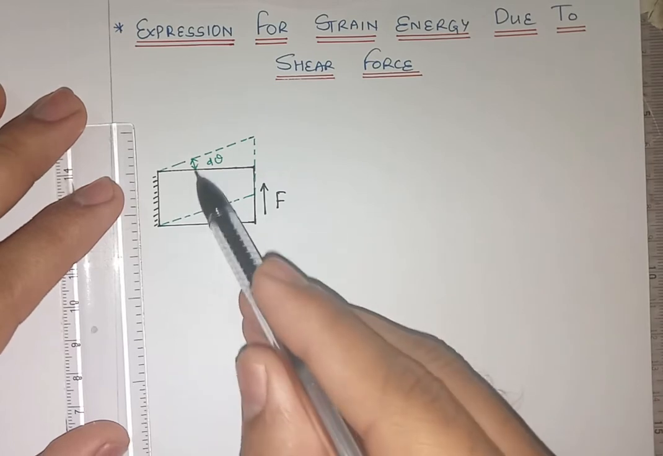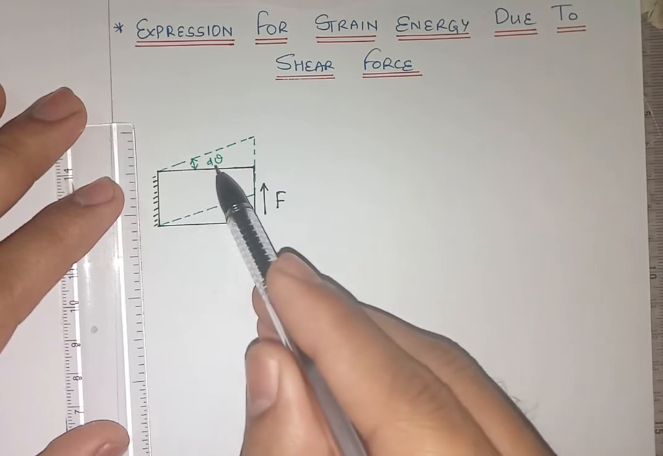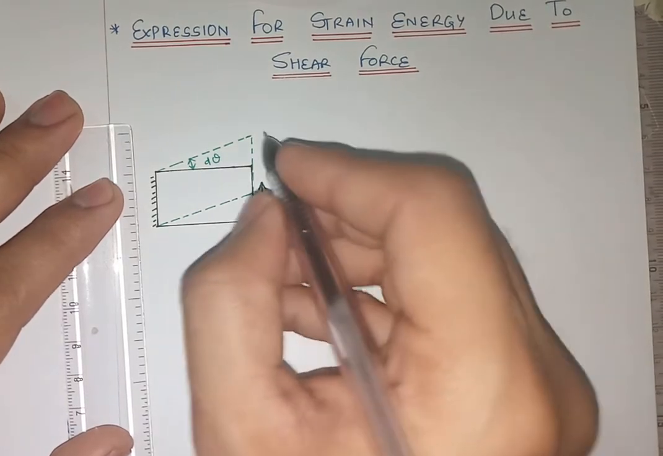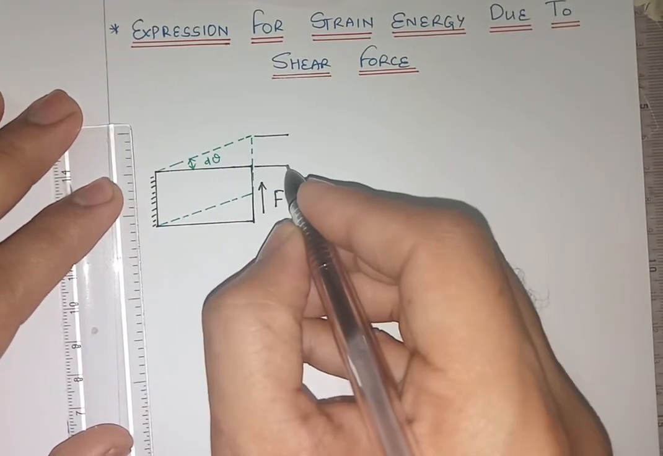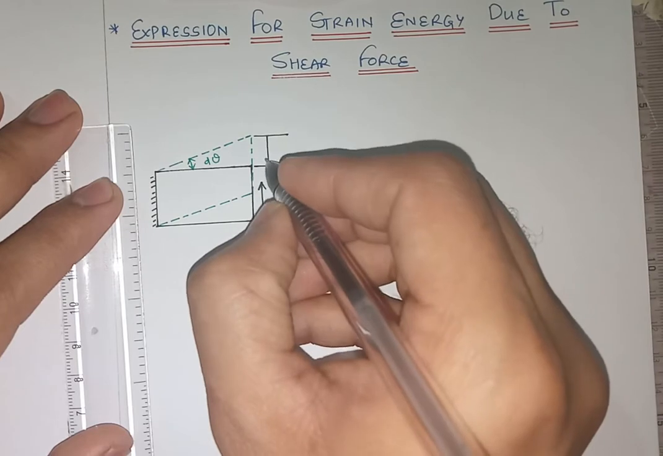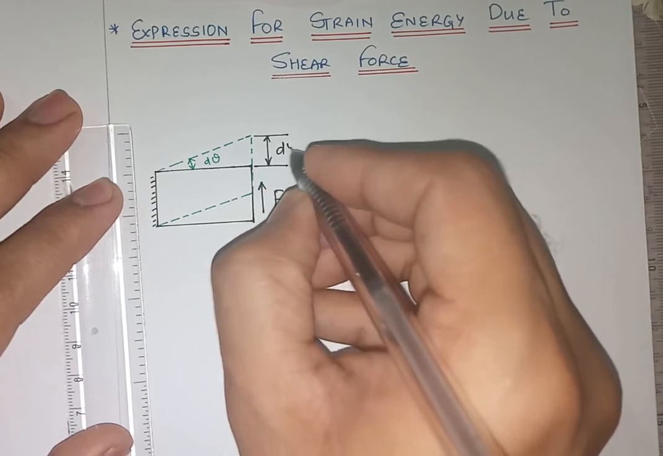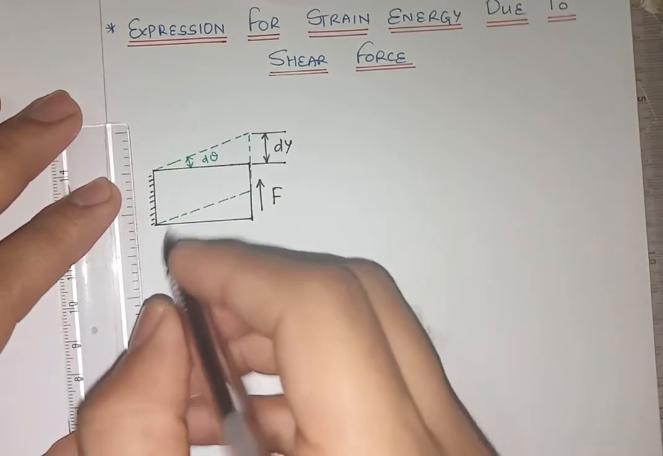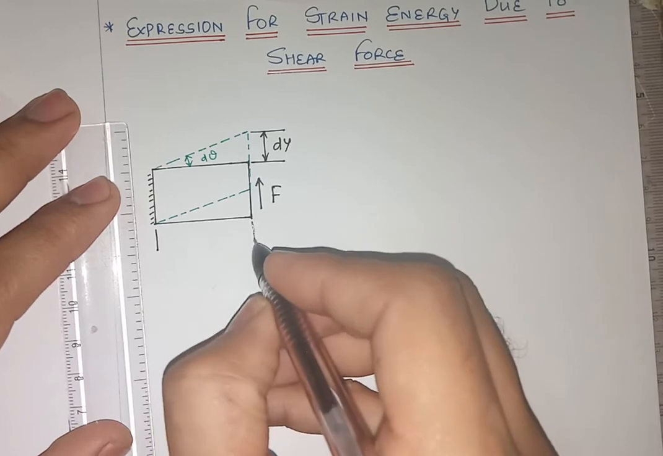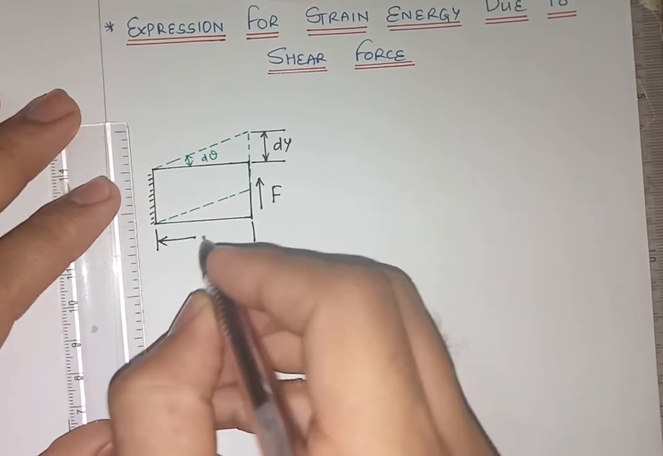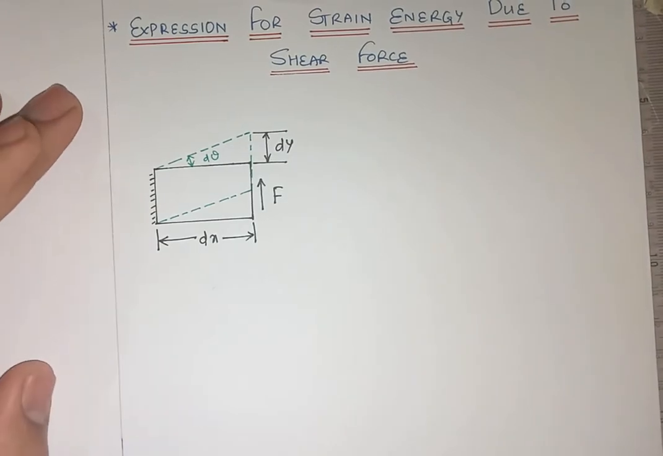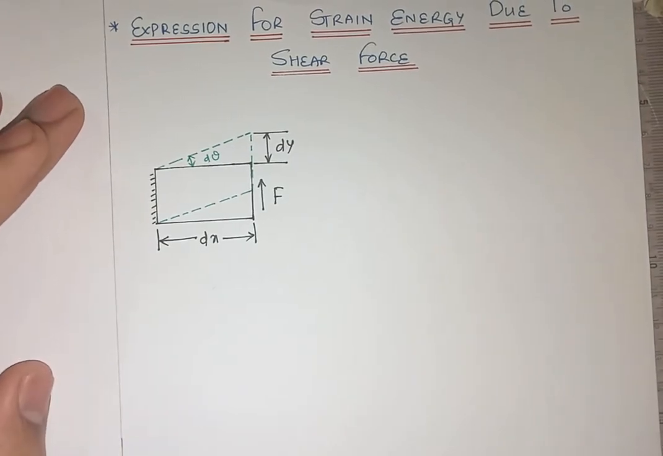So here the strain obtained is d theta. Now this vertical displacement or the transverse displacement here, I'll take this as dy because it is in y direction, right? And since this is the element, the length of the element here in this case, I'll take it as dx. I'll take it as dx.